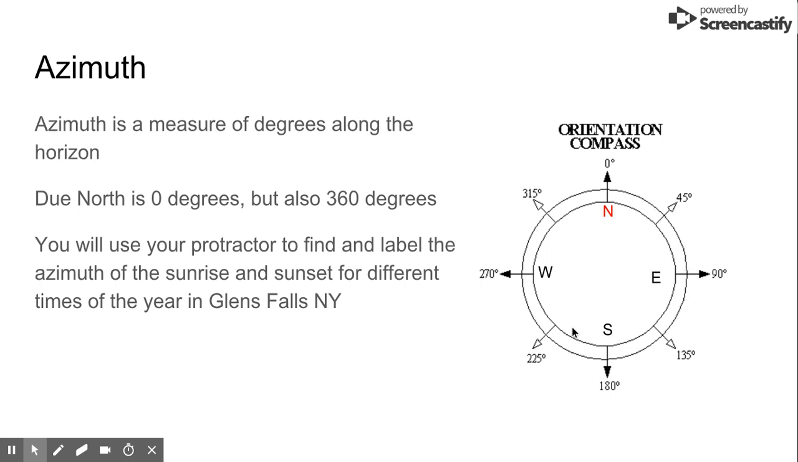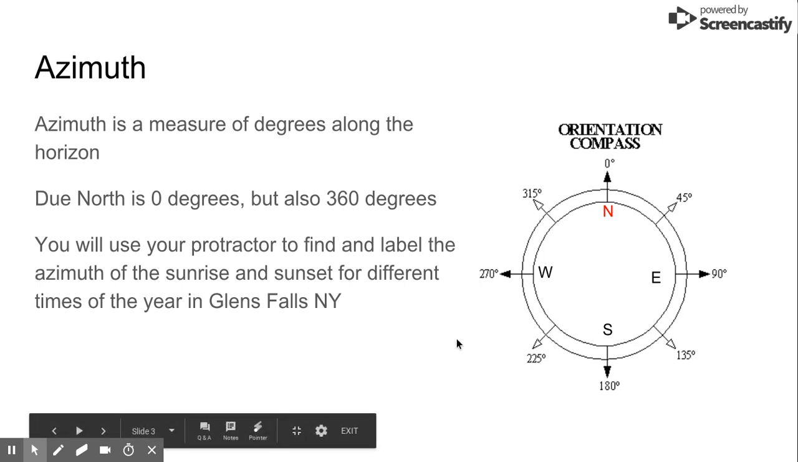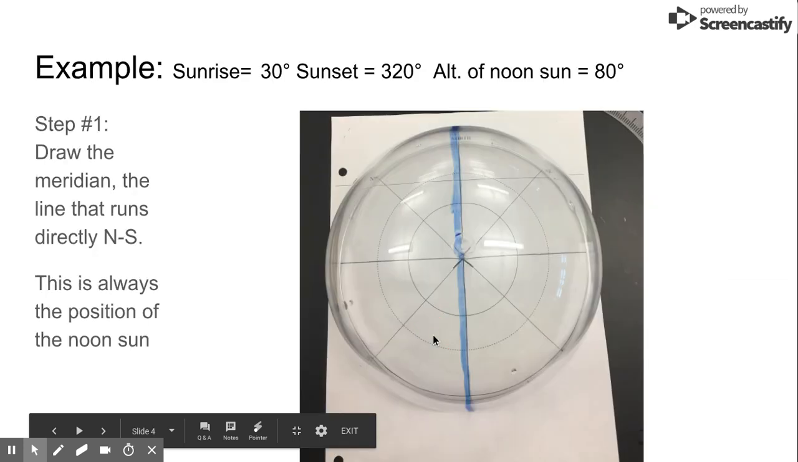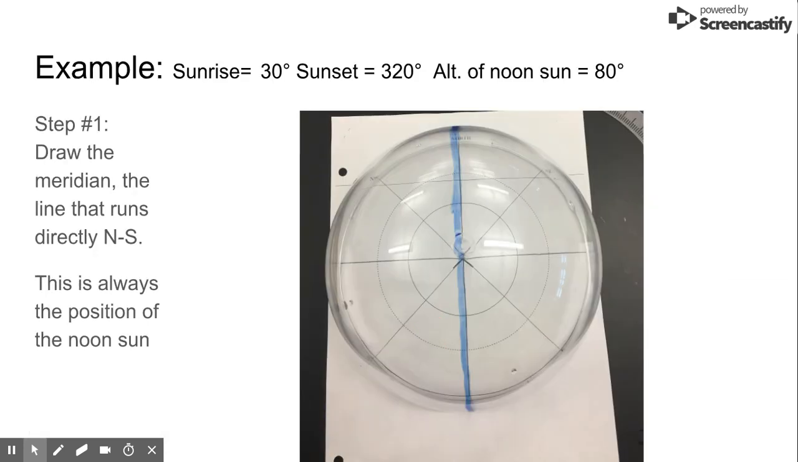You're going to be using your protractor to find and label positions of sunrise and sunset on the horizon for your globe. So here's an example. This is fake data, so please don't use this. The sunrise equals 30 degrees, sunset equals 320, and the altitude of the noontime sun equals 80.